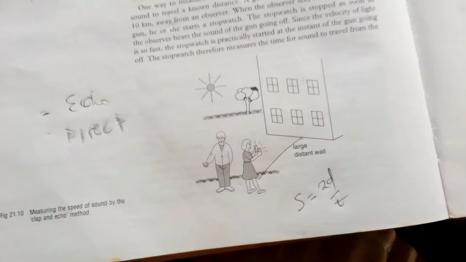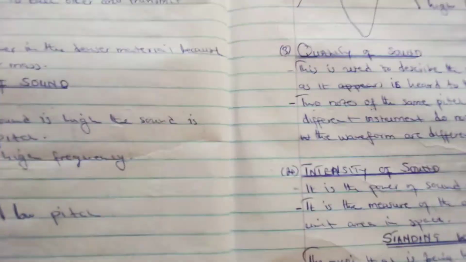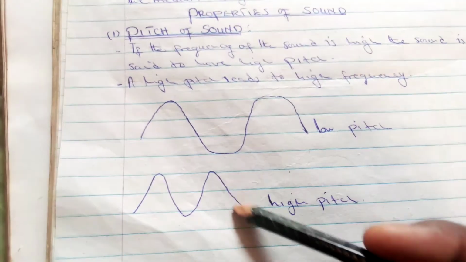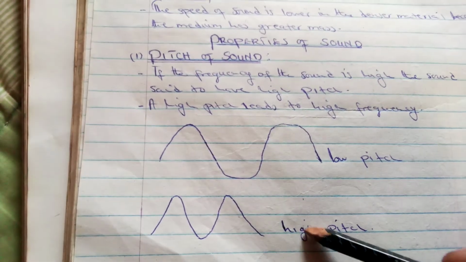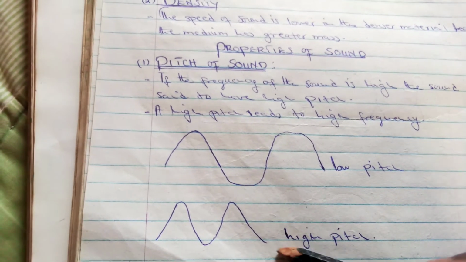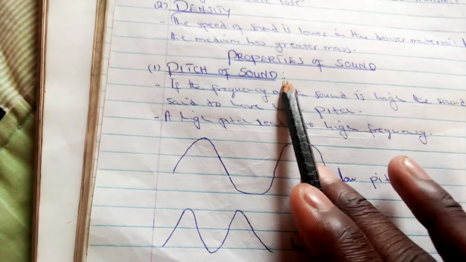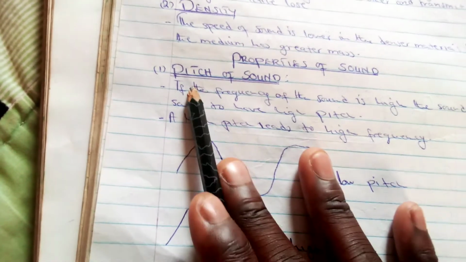Now let's talk about quality of sound, or characteristics of sound in short. On characteristics of sound, we'll talk about one, the pitch of sound. Pitch of sound depends on frequency. Remember, when you see a waveform like this, it means here the frequency is higher, but here it's lower. So here the pitch is higher because the frequency is higher, but here the pitch is low. The greater the frequency, the greater the pitch of sound.